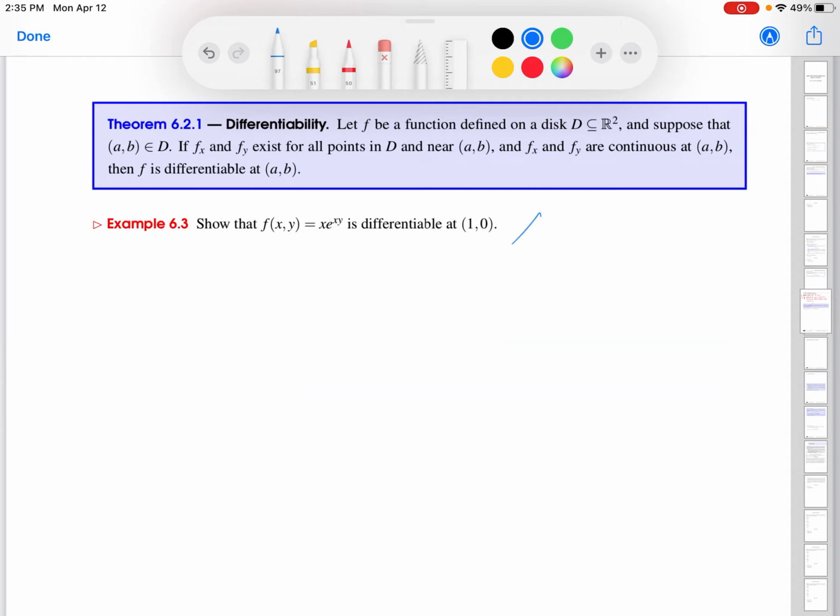So to do that, I'm going to go through this example to show you how you would check this theorem and then conclude from it that a particular function is differentiable at a specific point. Okay, so to do that, what do we need to do?